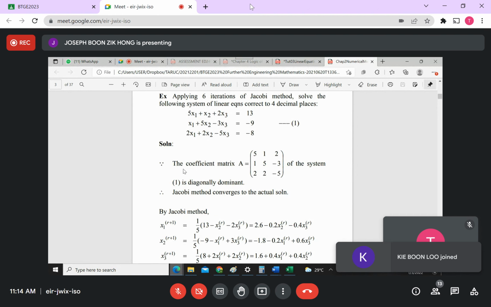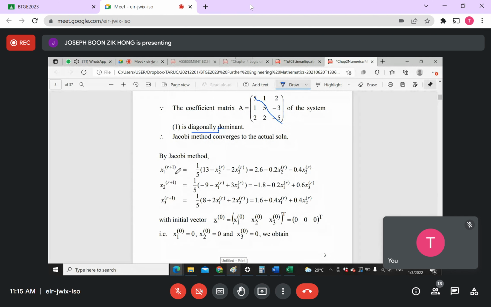Both must be diagonal dominant. Only then can we use the Jacobi and also the Gauss-Seidel method to solve it. What is diagonal dominant? Your diagonal entry must always be greater than the other two numbers added together. We don't care about negative or positive; we change everything to positive.